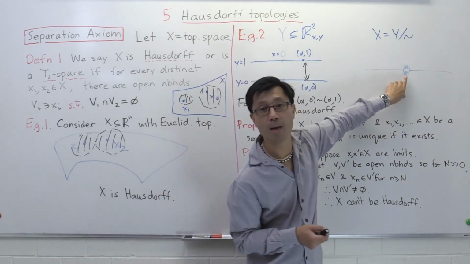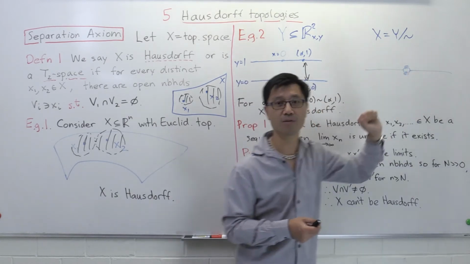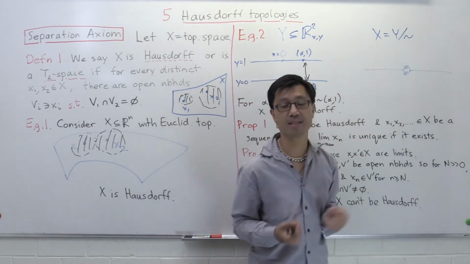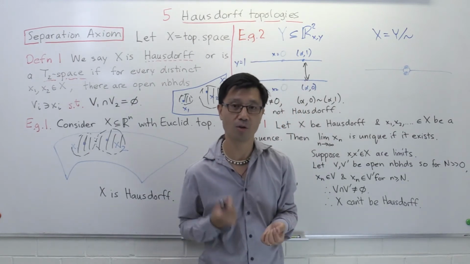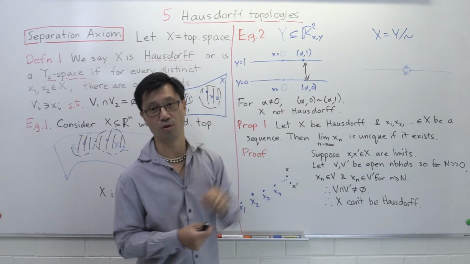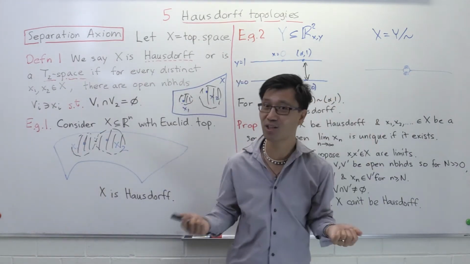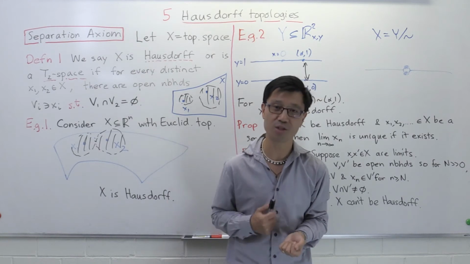Similarly, if you have an open neighborhood of the bottom point, you'll have to have something to the left of this point and something to the right of this point. So of course, the intersection has to be non-empty, okay? It's a non-trivial intersection, so it is not Hausdorff. Okay, so this is a very interesting example. It's quite easy to construct once you understand quotient spaces.